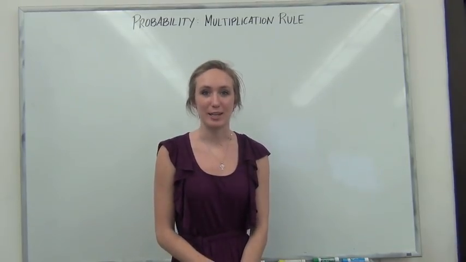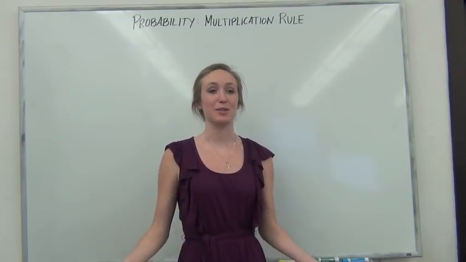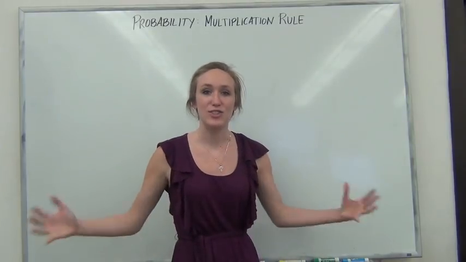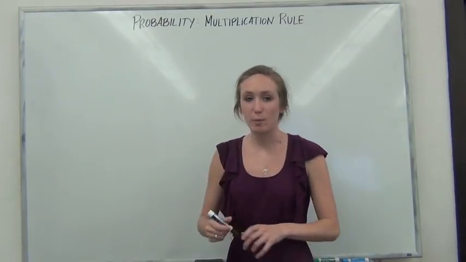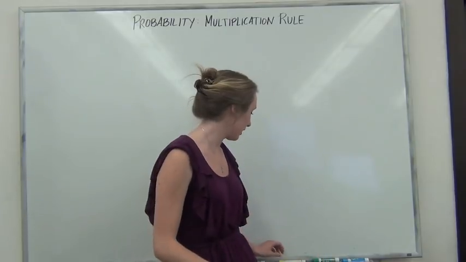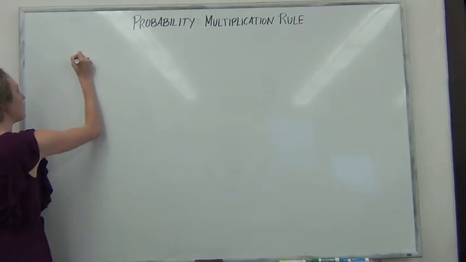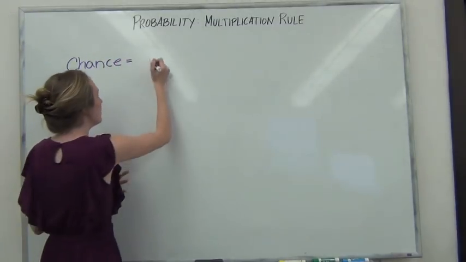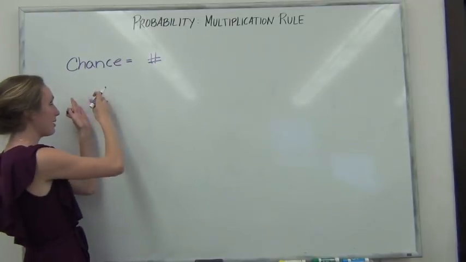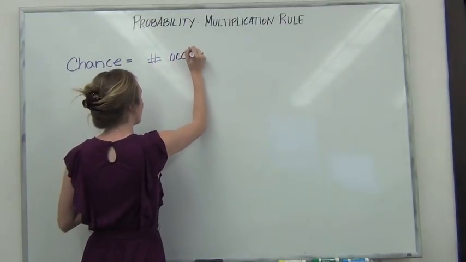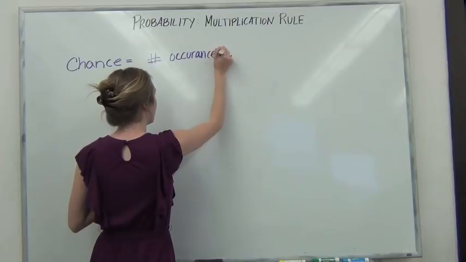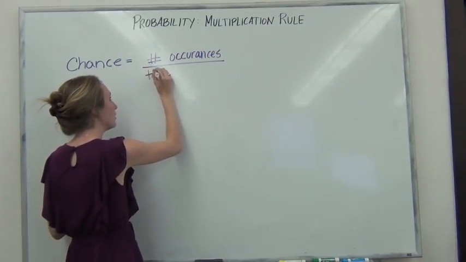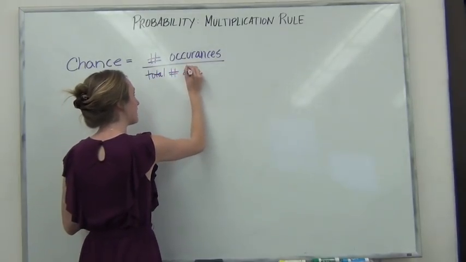Let's begin with throwing around some lingo that's commonly used. The chance of something occurring, the chance of an occurrence. And what is chance? What does that mean? So when we say that there is a chance of something occurring, the chance of something occurring is equal to the number of ways that it can happen, so the number of occurrences, the number of ways that it can occur, divided by the total number of possibilities.